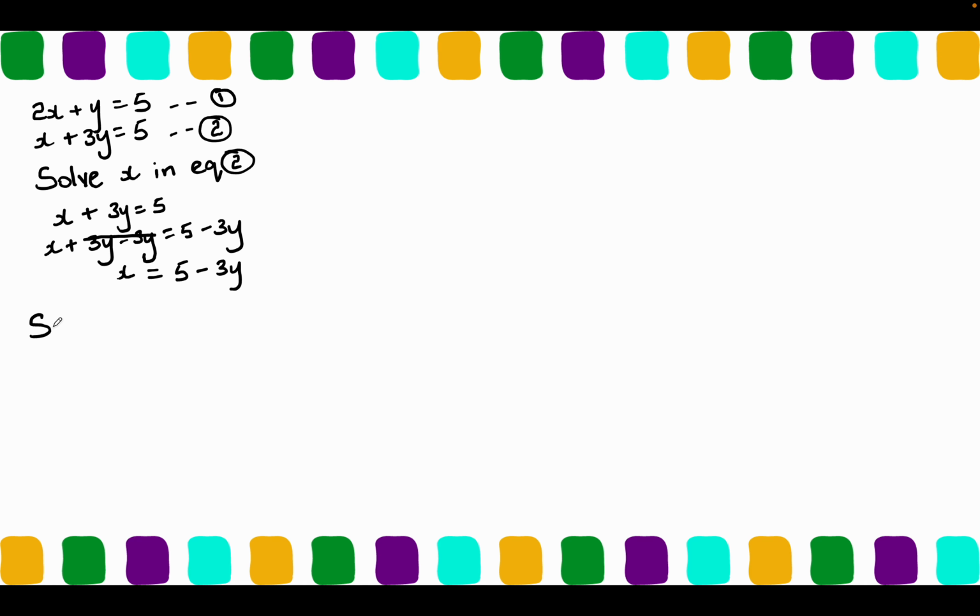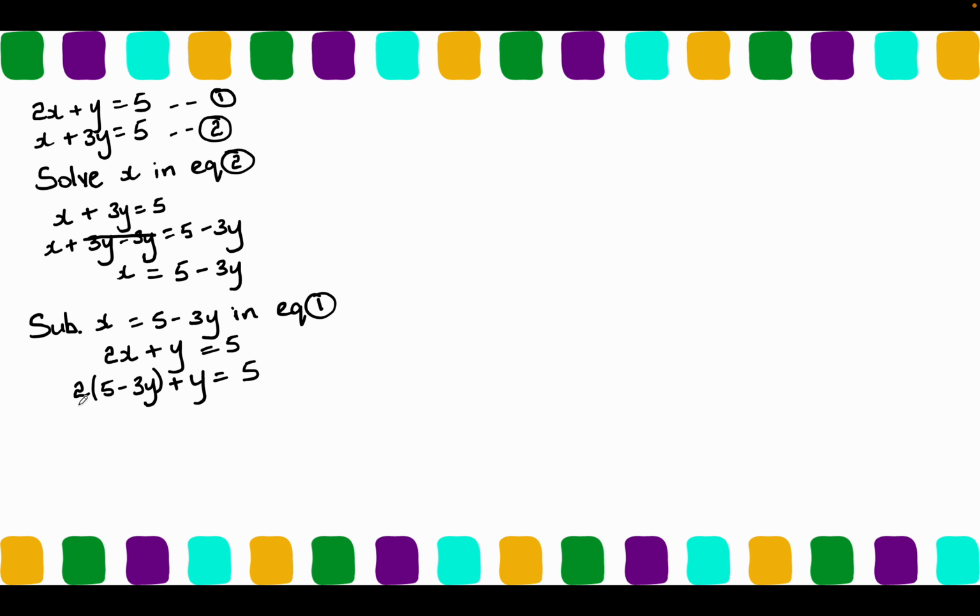Now I can go ahead and substitute x, which is in this case 5 minus 3y, and I'm going to put sub for short. I'm going to substitute this into equation 1. So I'm going to rewrite my equation 1, and wherever I see x, I should put 5 minus 3y, and I'm going to put it in brackets because this means that I'm to multiply 2 by 5 minus 3y.